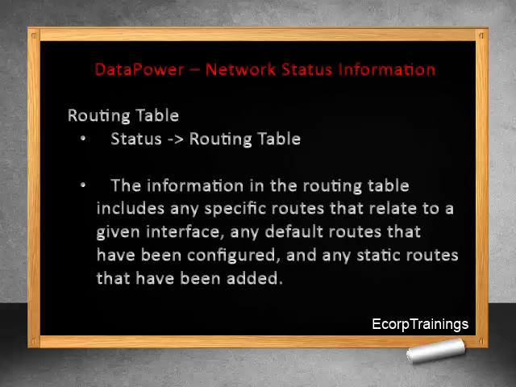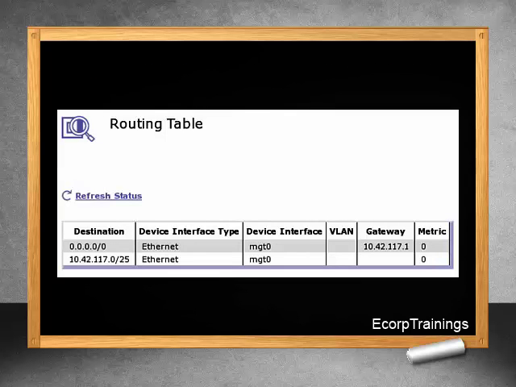Coming to the routing table. Network devices such as the DataPower appliance maintain an in-memory routing table, a list of rules that define how packets should be sent based on the destination addresses. The device's routing table can be displayed by clicking Status. There you find Routing Table, as shown here. The information in the routing table includes any specific routes that relate to a given interface, any default routes that have been configured, and any static routes that have been added.